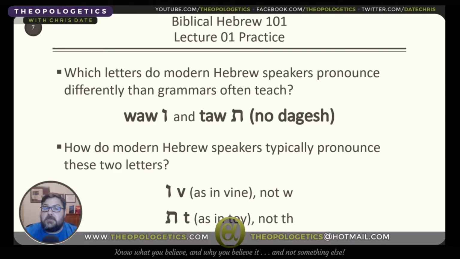Now that's not to say that you can't pronounce the Vav like a W, and it's not to say that you can't pronounce the Tav without a dagesh as a TH. You can, but just be aware that you will be pronouncing it differently than modern Hebrew speakers do, and if you choose at some point to study conversational Hebrew to some degree, you may find yourself speaking significantly differently, at least with these characters, than the rest of modern Hebrew speakers do. And just as a reminder, throughout this lecture series, I refer to these as Vav and Tav, not Waw and Taw.